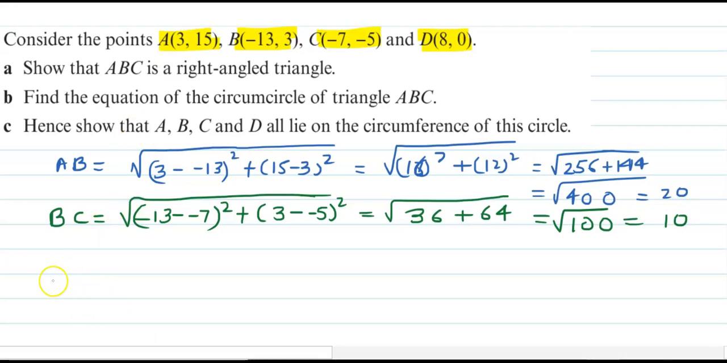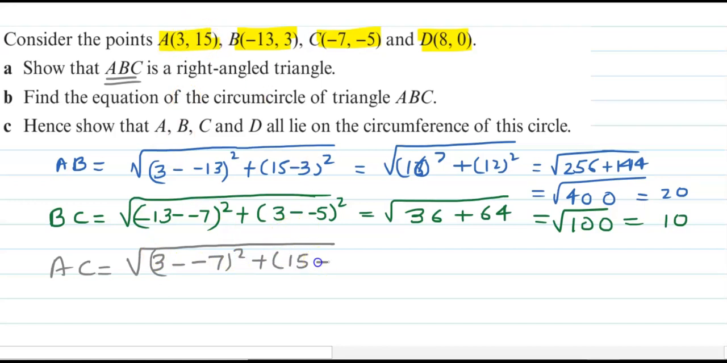Next, because they are asking about ABC, we are not considering point D, just ABC. AB we have done, BC we have done. Now let's find AC. AC is given by (3 minus (-7)) whole square plus (15 minus (-5)) whole square. So 3 plus 7 is 10, 10 square is 100, 15 plus 5 is 20, 20 square is 400, and we got 500.